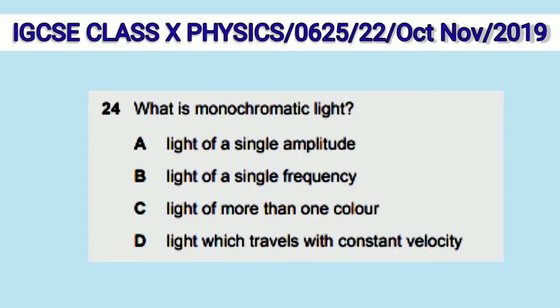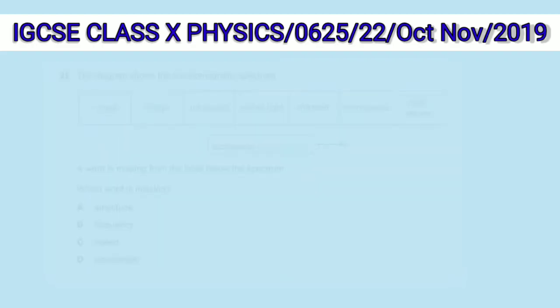Question 24. What is monochromatic light? Light of single amplitude, light of single frequency, light of more than one color, light which travels with a constant velocity. The correct answer here is option B, light of single frequency.